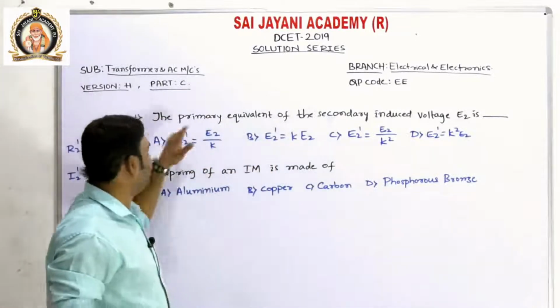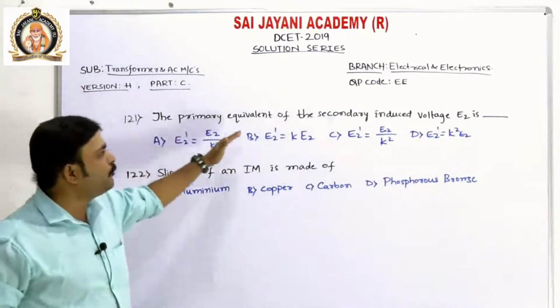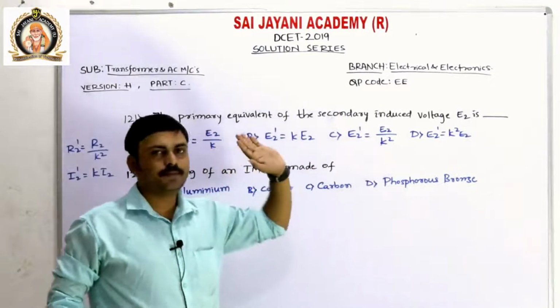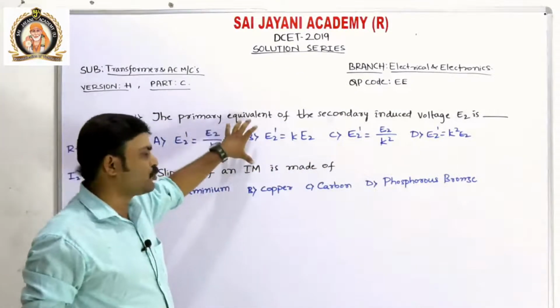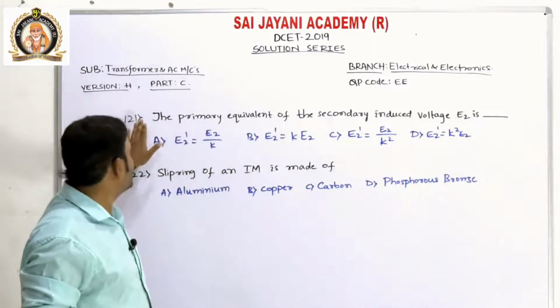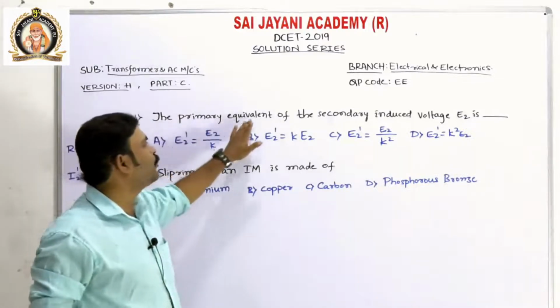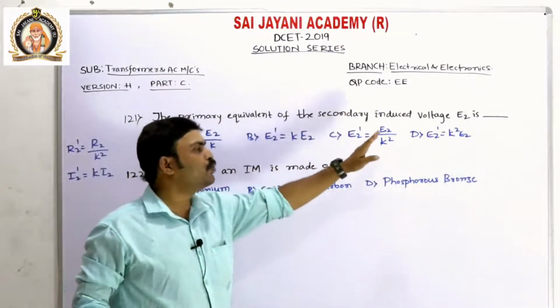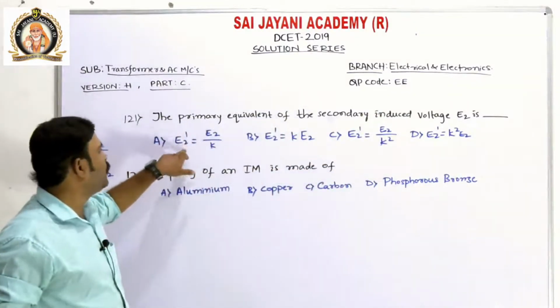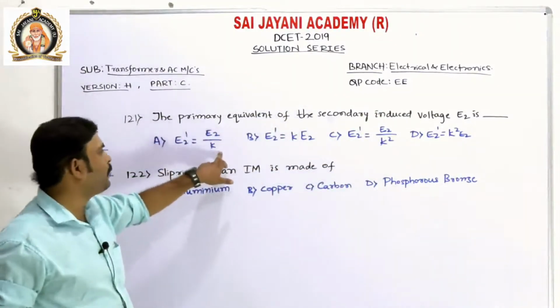Question number 121. The primary equivalent of the secondary induced voltage E2 is, okay, this question is regarding the transformer. The question number 121 says the primary equivalent of the secondary induced voltage E2 is: Option A, E2 dash equals E2 by K.